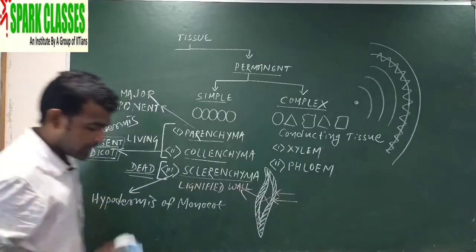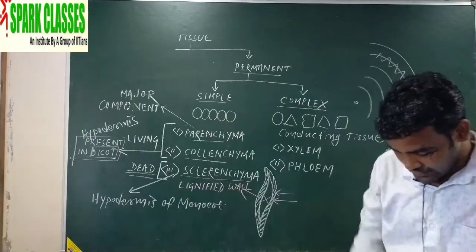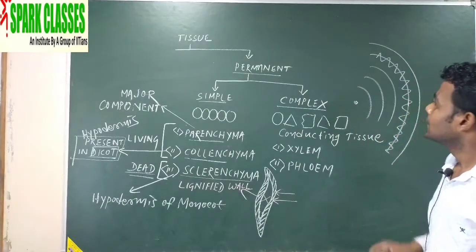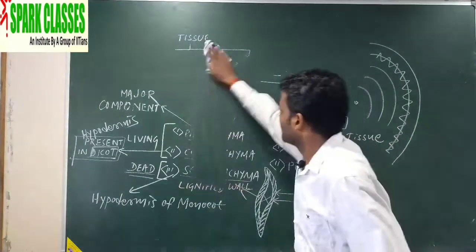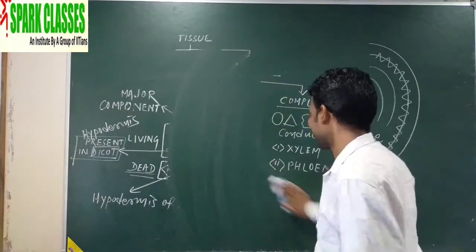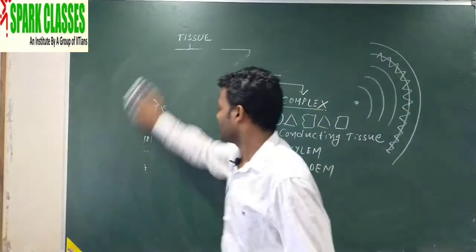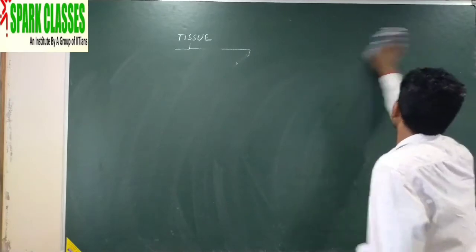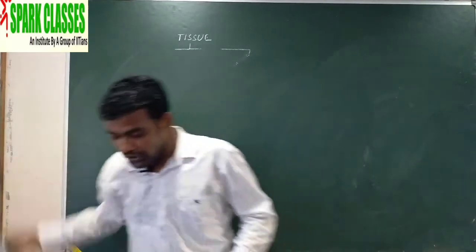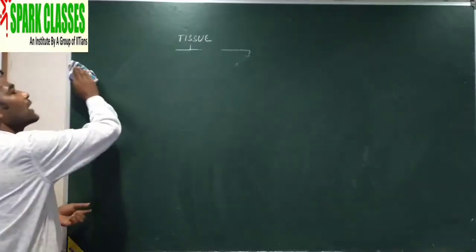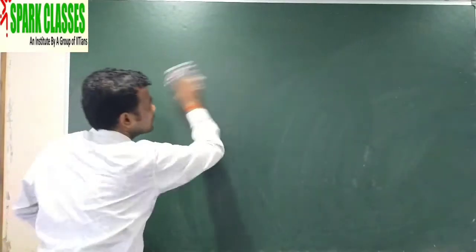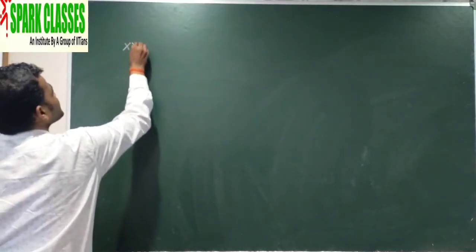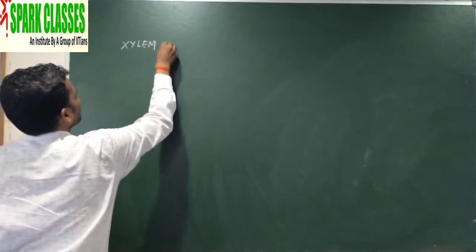So we have completed simple permanent tissue, and perhaps there is no doubt. If you still have doubt, you can ask in the comment section. Now come to the complex permanent tissue, that is xylem and phloem. First, xylem. Xylem is also called hadrome and phloem is also called leptome. Sometimes these questions can be asked. Number one, xylem is also called hadrome.